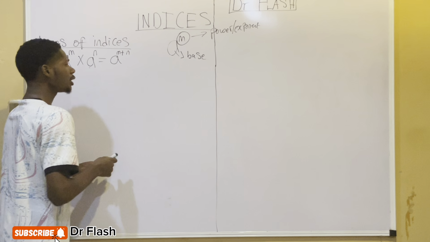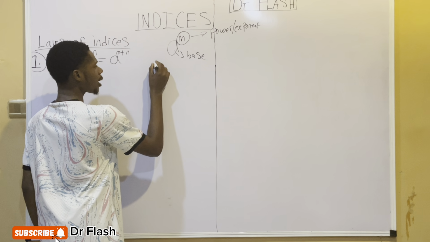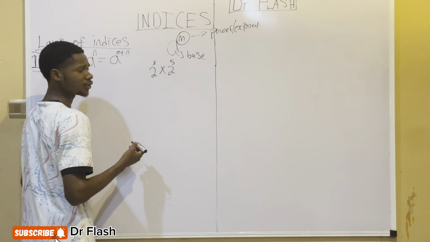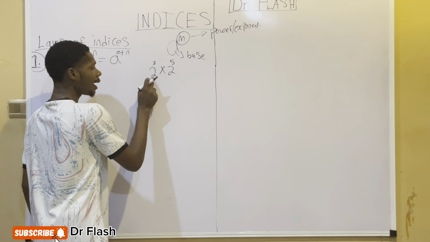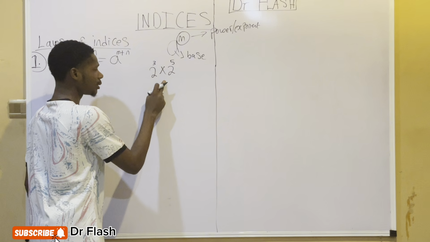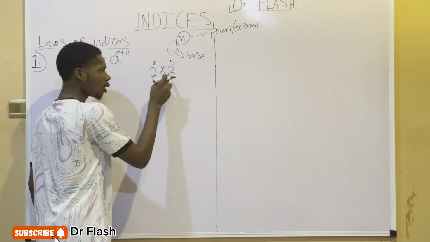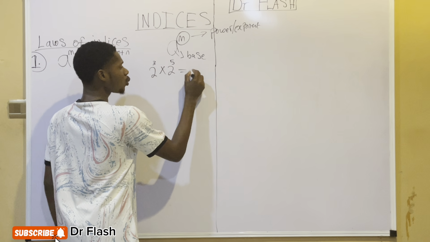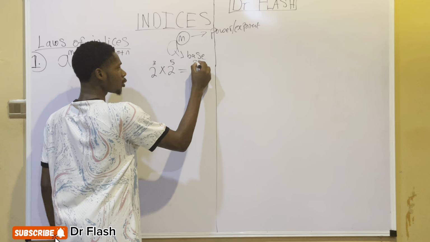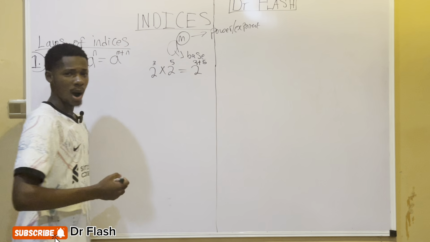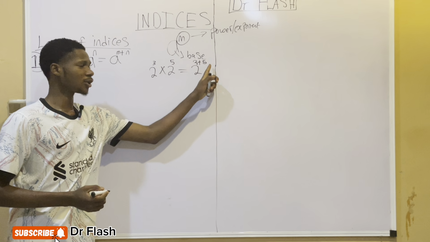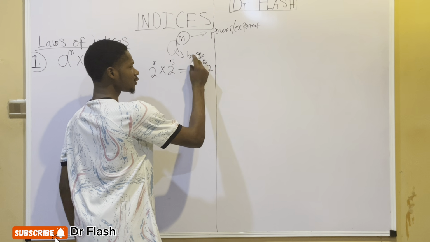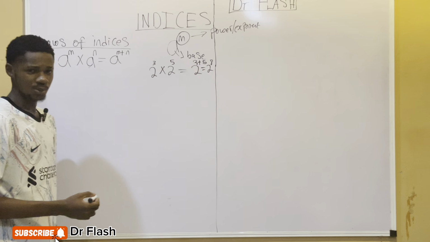Here is an example. If, for example, we have 2 to the power of 3 times 2 to the power of 5, we have to simplify or solve this. Check, they are multiplying each other. Are the bases the same? Yes, they are the same. 2 and 2 are the bases of the expression given here, okay? Since they are the same, we can pick just one 2 and then we are going to take the sum of the powers, giving us 2 to the power of 3 plus 5, which is 2 to the power of 8. That is how it is being done.